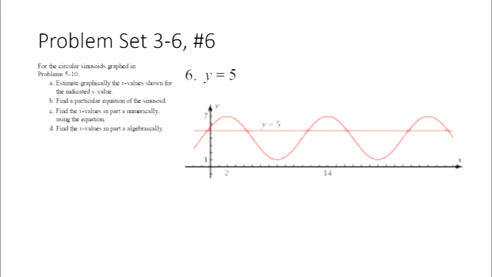So we have a graph here, and we're going to do 4 things. First, estimate graphically the x value shown in the indicated y value. Second, find a particular equation of the sinusoid. Third, find the x values in part A numerically. That means we're just going to check it. Fourth, find the x values in part A algebraically. So we're going to do part A first, strangely enough.